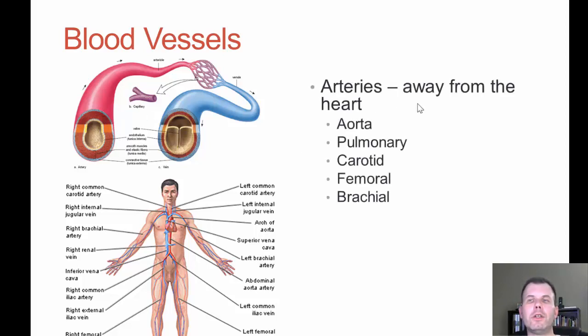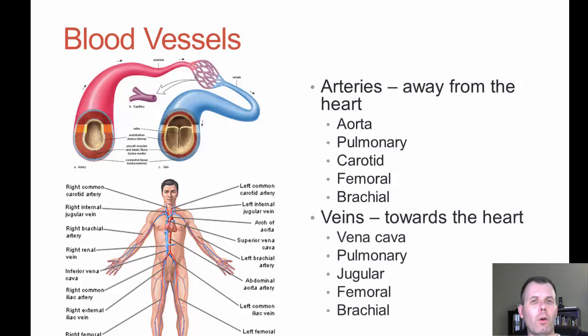So remember, arteries move away from the heart, and these include things like the aorta, the pulmonary artery, which is the one that goes to the lungs, the carotid artery, which runs up to your head, the femoral artery, which actually runs down your legs, and then the brachial arteries, which run down your arms. Okay, so those are some of the main important arteries that you should know.